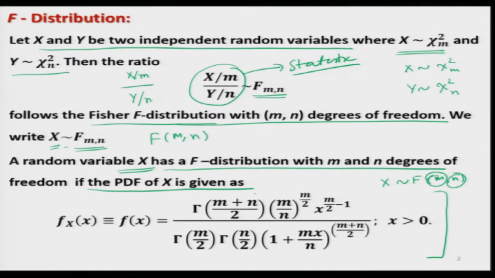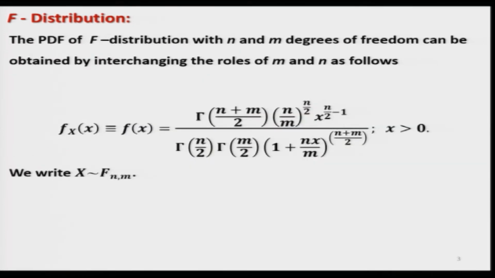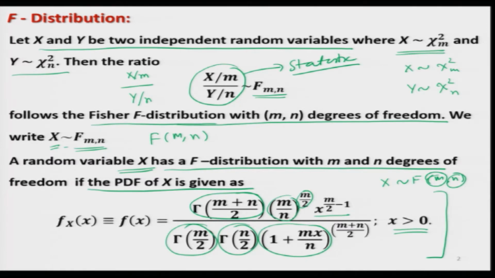So this form here is gamma of (m plus n) by 2 into (m upon n) raised to the power of m by 2 into x raised to the power of (m by 2 minus 1), divided by gamma of m by 2 into gamma of n by 2 into (1 plus m x upon n) raised to the power of (m plus n) by 2, right, and here this x will always be greater than 0, that is, x lies between 0 and infinity. And in case you interchange the degrees of freedom, then the PDF can be obtained just by changing the degrees of freedom in this form which you have.